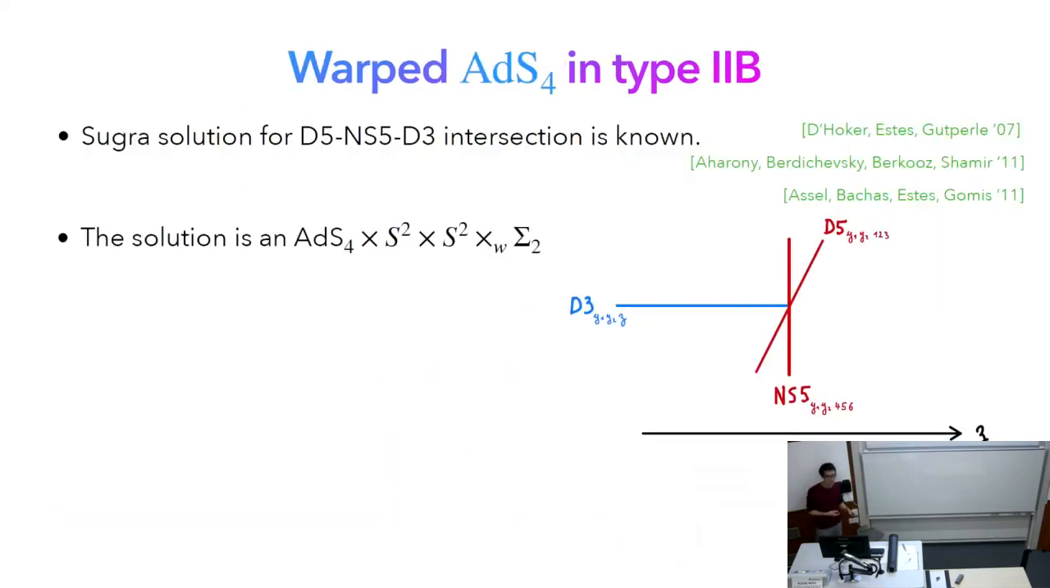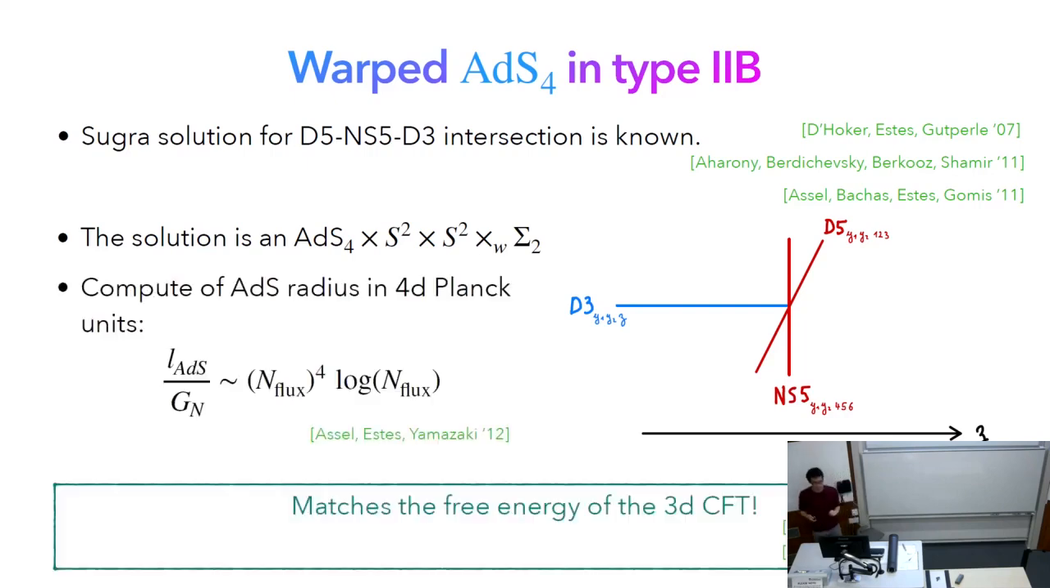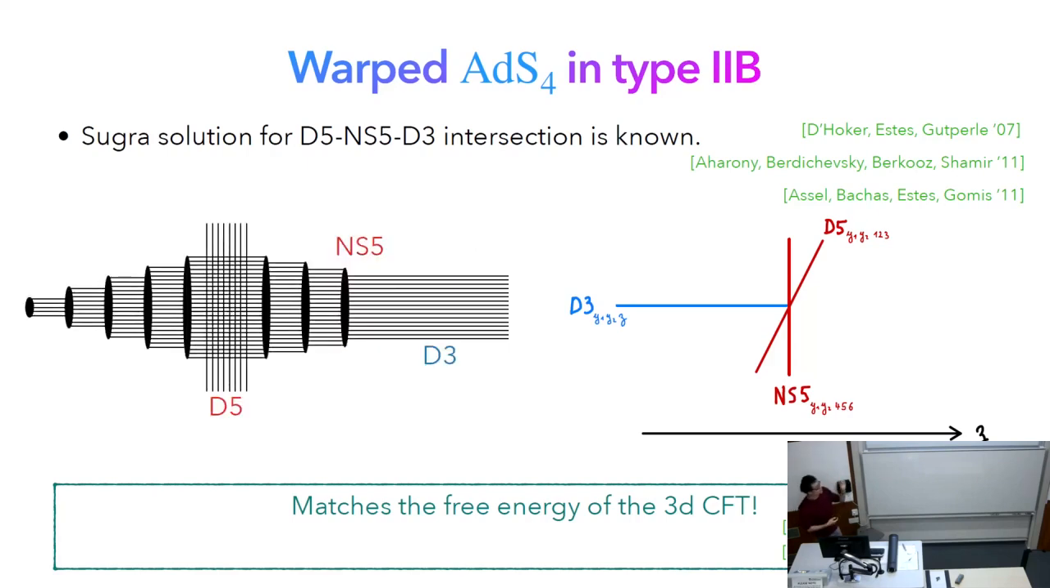We can play the same game in the type IIB situation with the AdS4. There exists also a supergravity solution for the D5, NS5, D3 intersection, and again the solution has a near horizon limit that is of the form AdS4 times S2 times S2 warped product with a two-dimensional Riemann surface. And again, it's possible to compute the AdS radius in four-dimensional Planck units. And this time you will see that it's proportional to a number of flux to the power 4, essentially. This matches with the free energy of a three-dimensional CFT. And so actually you would know exactly what are the degrees of freedom in this setup.